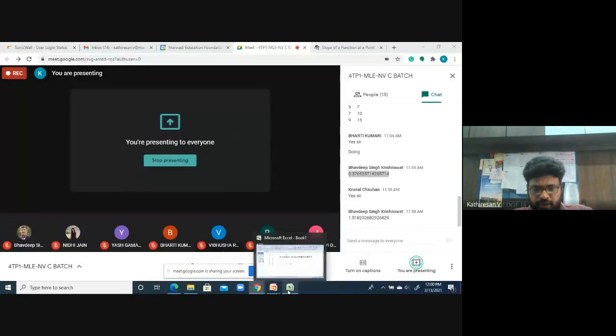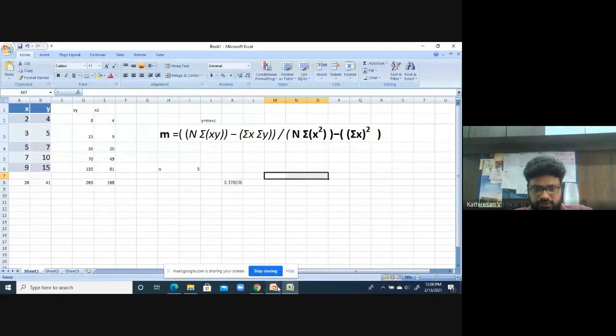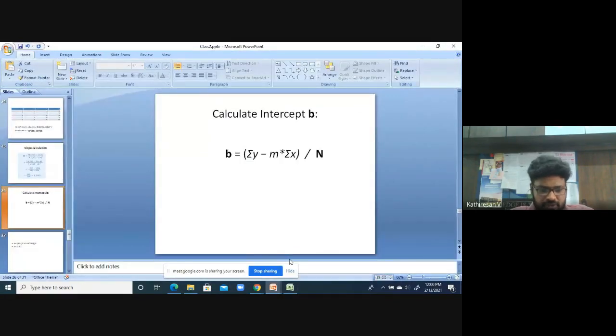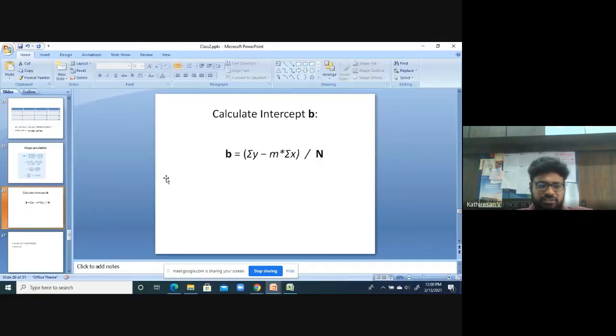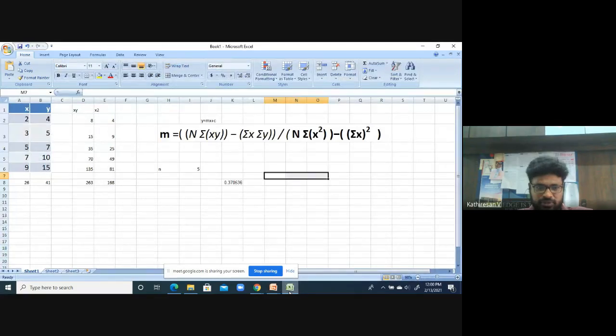Now look at the slide. This is the formula to calculate the intercept. b equals sigma y minus m into sigma x, divided by n. Here we have the sigma y value, the sigma x value, and the m value also. With the help of the m value, sigma y and sigma x, we can find the b value, the intercept. Please perform this and find the b value.